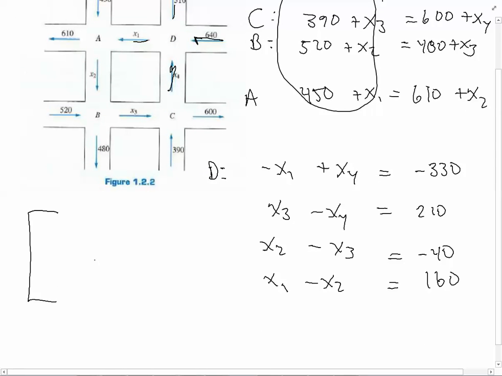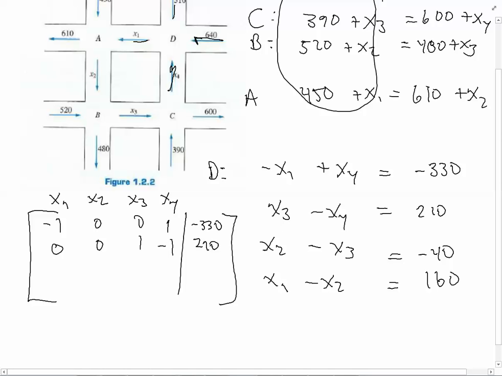Now I'll build my augmented matrix, keeping track of x1 through x4 so I know which coefficients I'm dealing with. The first row has negative 1 x1, positive 1 x4, 0 x2, 0 x3, and the constant is negative 330. Here I have 1 x3, negative 1 x4, 0 x2, 0 x1, and 210 as the constant. Here I have 1 x2, negative 1 x3, 0 x1, 0 x4, and a constant of negative 40. And here I have 1, negative 1, 0, 0, 160.